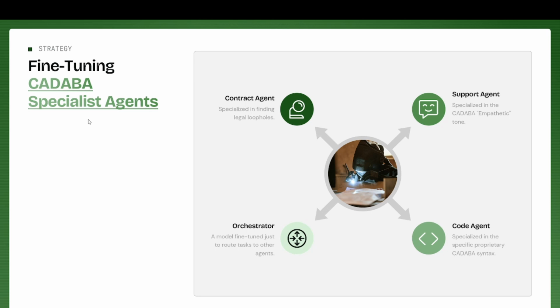All right, so we have fine-tuning Cadabra. How can Cadabra, which is the cognitive architecture for agents, be fine-tuned? So Cadabra agents are specialist agents, and they are actually designed for enterprise. They are a large platform. So this is how you can fine-tune Cadabra.